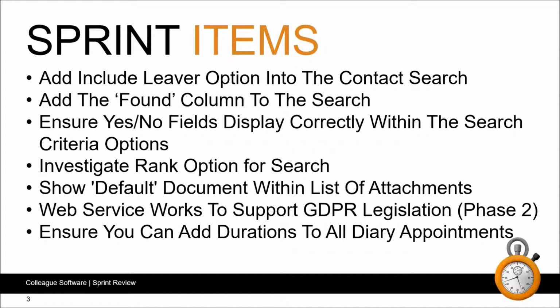Looking at the high level items and to explain further, in this sprint and as per the sprint goal, our focus has been on the search and applying a number of features and fixes in this area. This includes incorporating an include lever option into the contact search, adding the found column option for use when combining search results, ensuring that yes/no fields display correctly within the search criteria options.